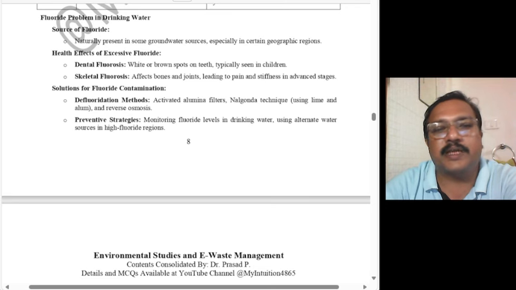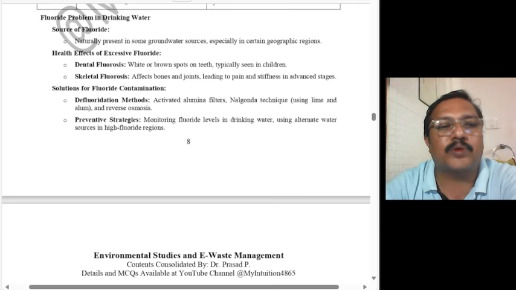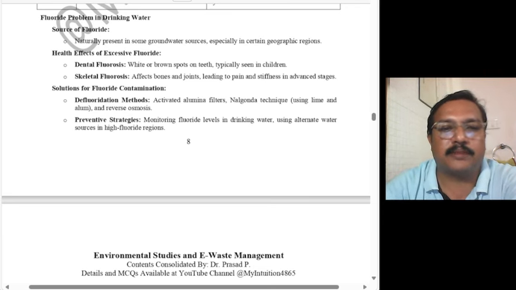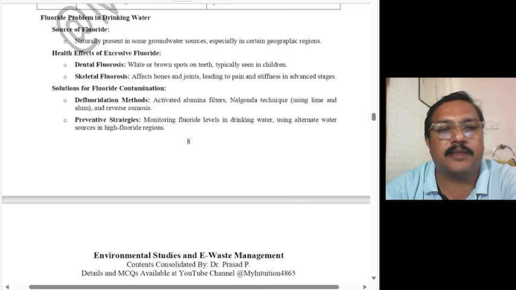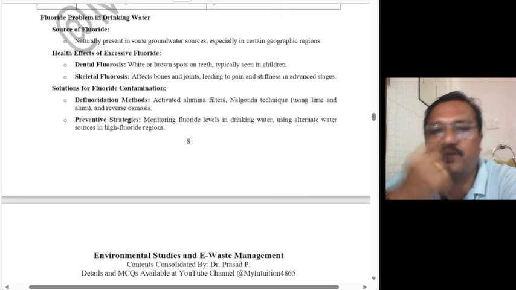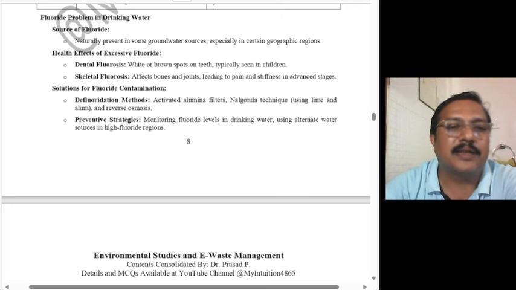Dental fluorosis mostly affects children because their teeth are still in the developing stage. So when they drink water with too much fluoride, it can cause white or brown spots to appear in their teeth. You know, our teeth are not actually pure white. So if white patches or brown spots are seen in children's teeth, that means it is dental fluorosis. It doesn't hurt, but it does affect the look of the children's teeth.